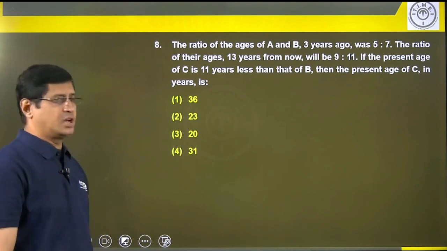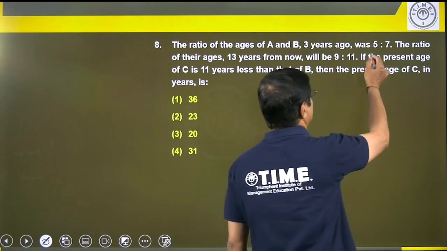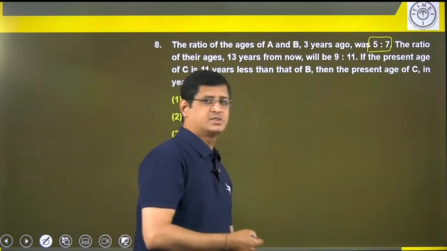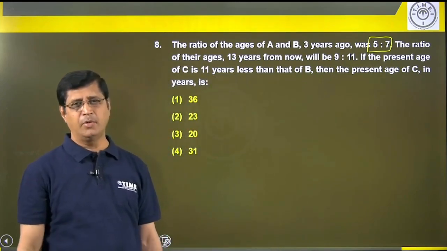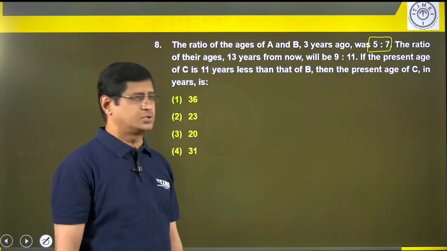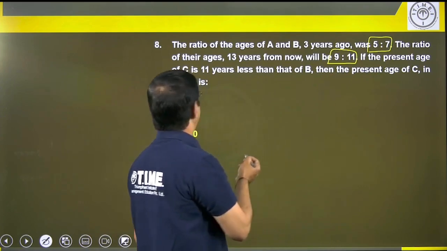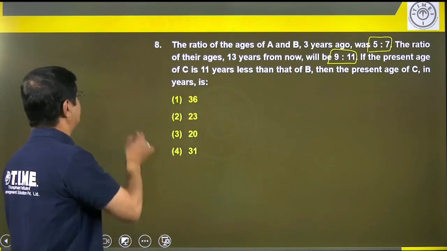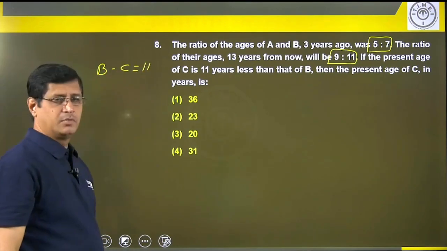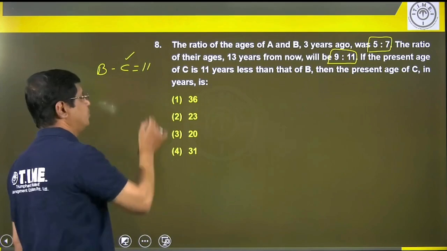The ratio of the ages of A and B 3 years ago was 5:7. So 5:7 are the ages 3 years ago. What about the present ages? 5k plus 3, 7k plus 3. The ratio of their ages 13 years from now will be 9:11. If the present age of C is 11 years less than that of B, find the present age of C in years.